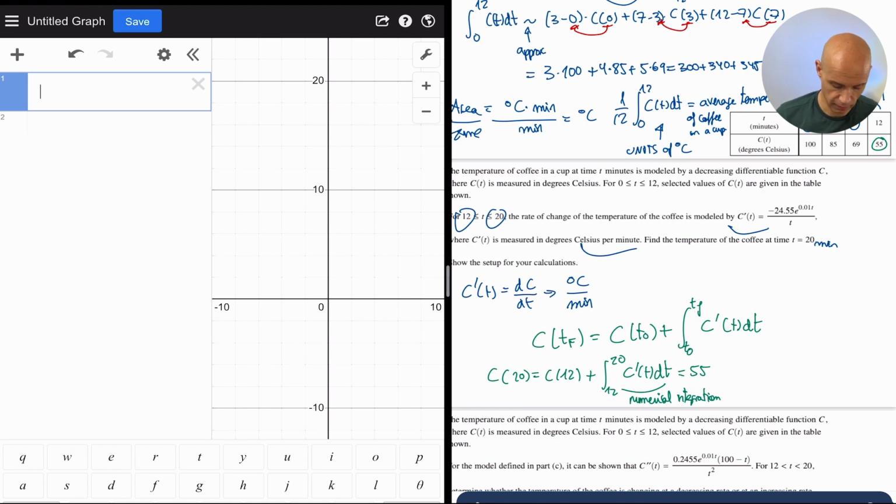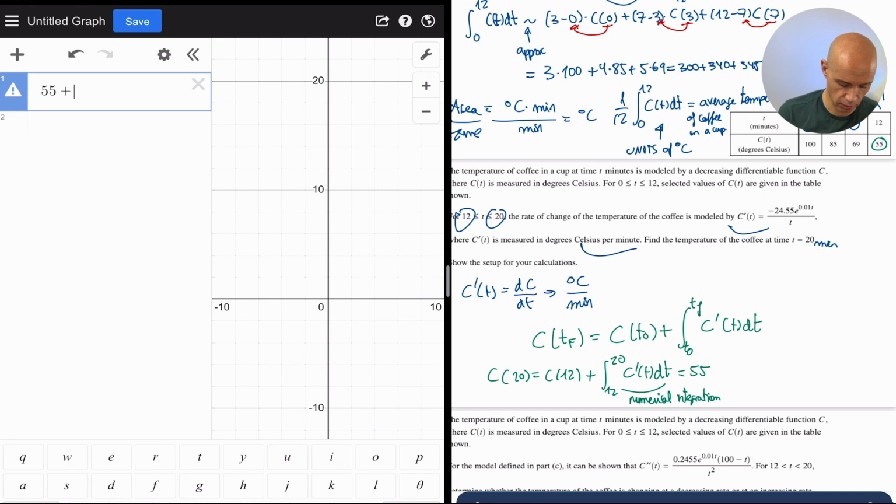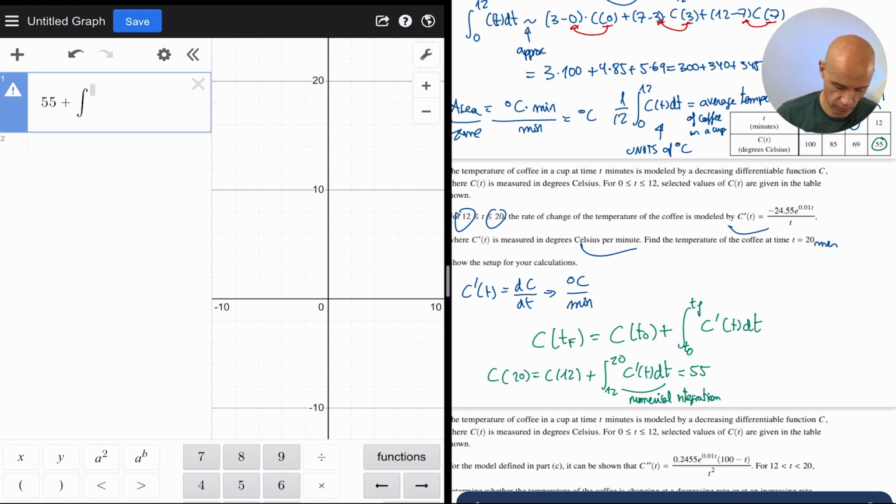So let's begin. We need the number 55 plus then the integral. You can go to functions. You can do it in two ways. You can go to functions, or if you prefer, you can just go to integral, and there it appears here, int. Then it goes from 12. Okay, let's go back to the numbers. 12. And then let's go here at the top and 20, right? And then the next step is to write all these expressions.